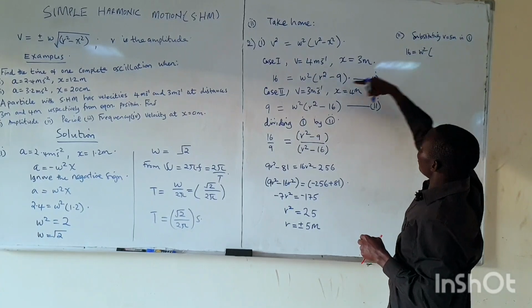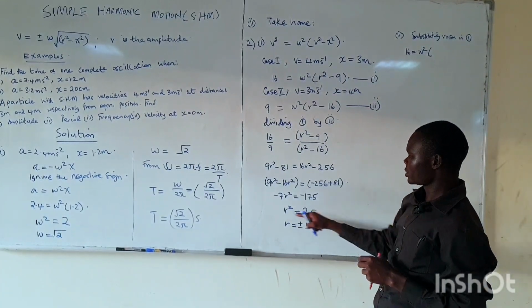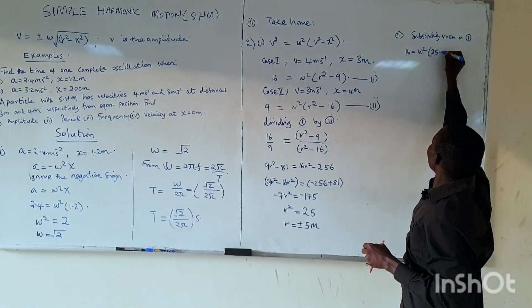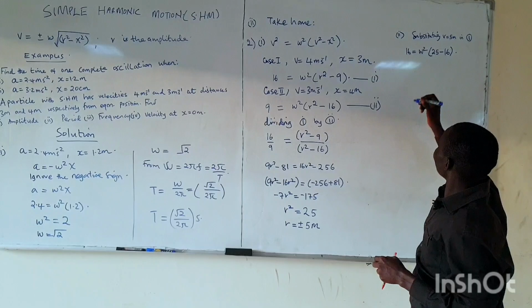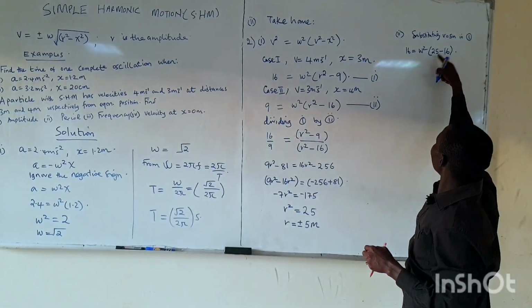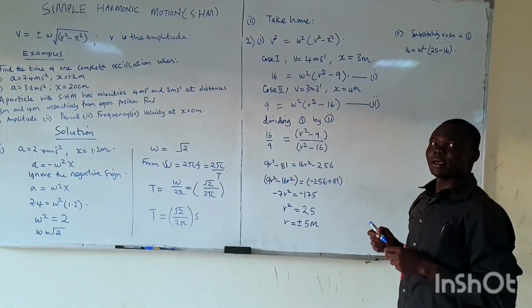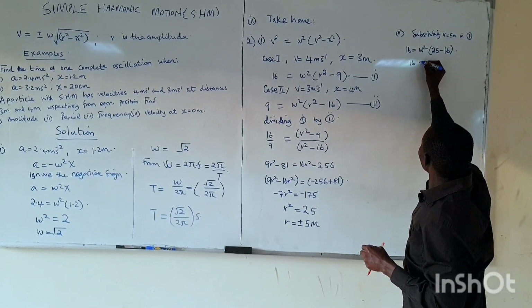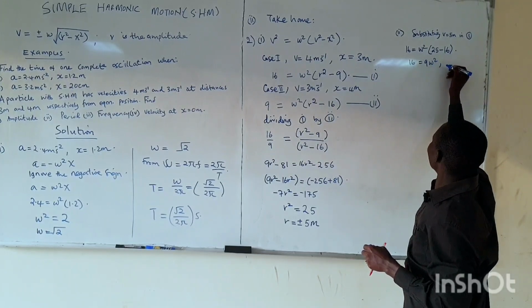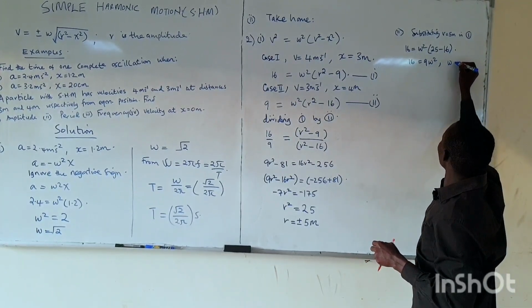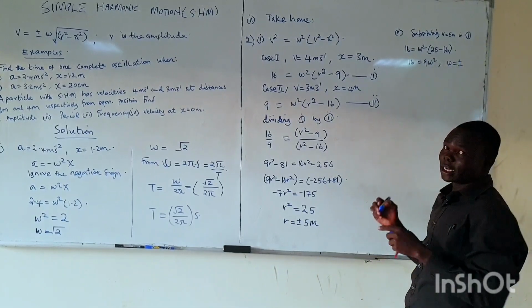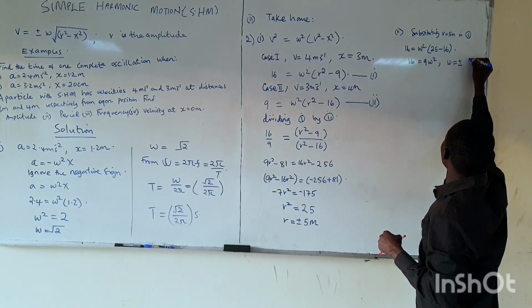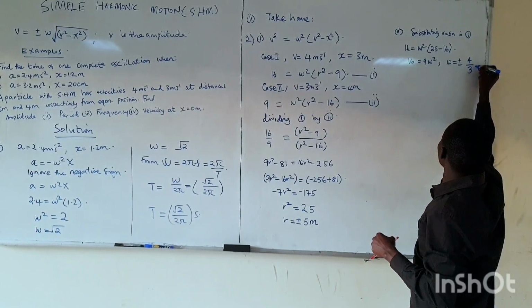Into bracket, r squared. Already we have r is equal to this. R squared is 25, so we shall have 25 minus 16. In this case, we shall have 25 minus 16 is equal to 9. So we shall have 16 is equal to 9 mu squared. And in this case, after dividing and getting the square root, we shall have mu is equal to plus or minus 4 over 3.